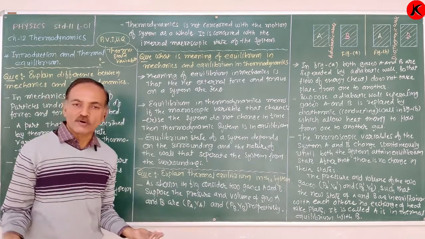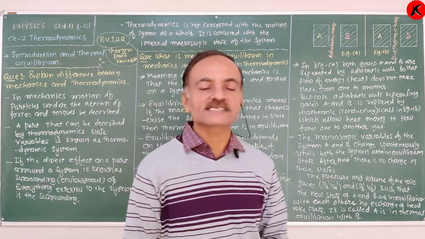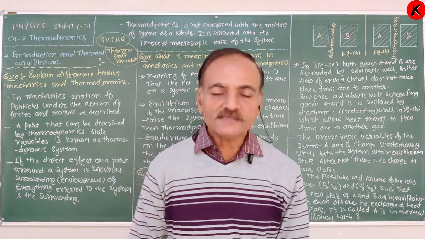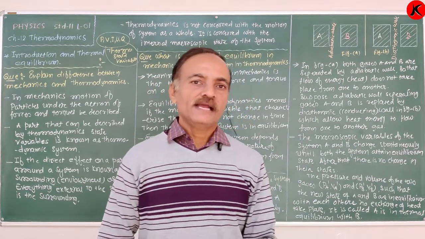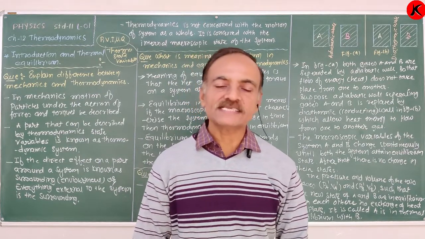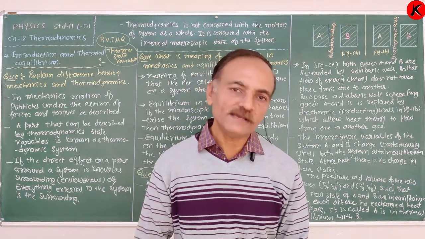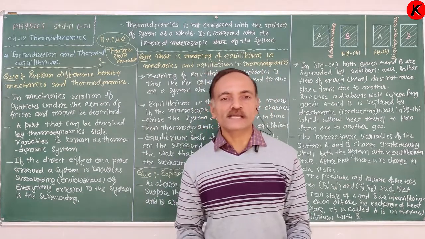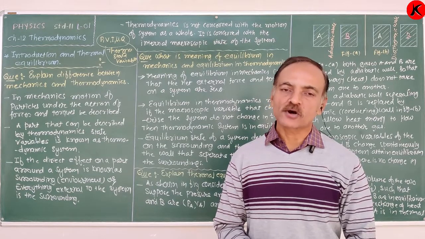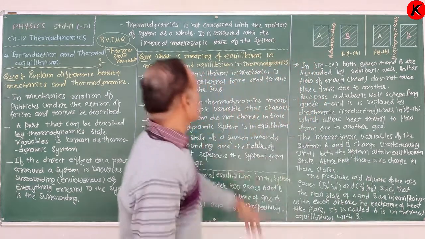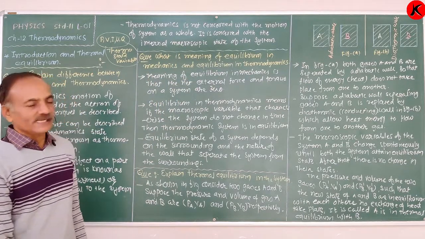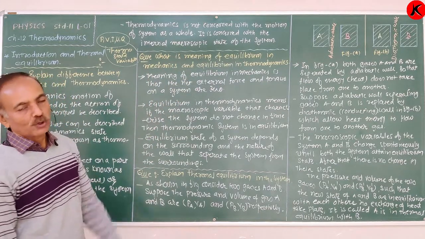If no force or torque acts on a system, the system remains in its state for a long time. That means the state of the system does not change if there is no force or torque acting on it, according to Newton's first law of motion. So the meaning of equilibrium in mechanics is that the net external force and torque are zero.